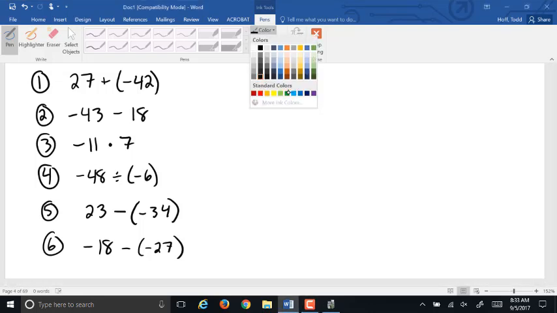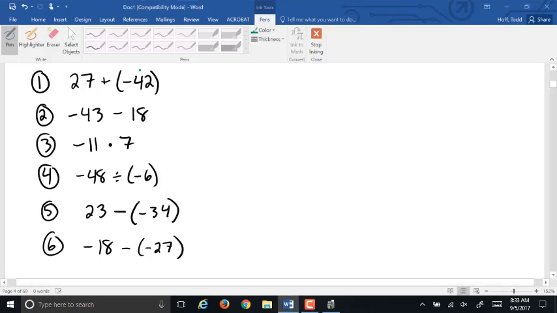So for the first one, 27 plus a negative 42, what'd you get? Negative 15 works for me. Number 2, negative 43 minus 18, what'd you get? Negative 61 works for me.